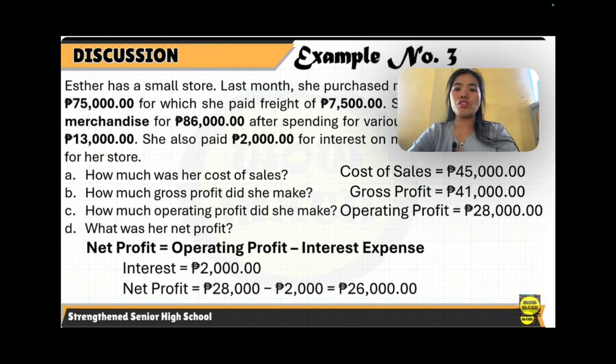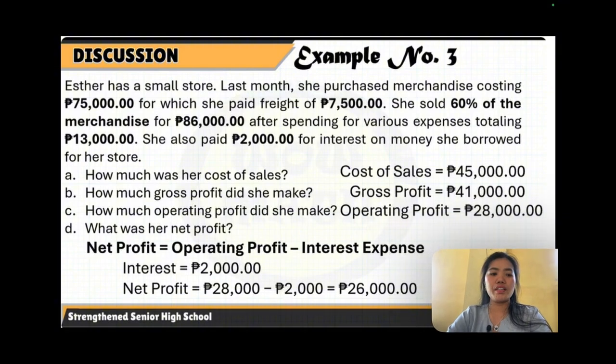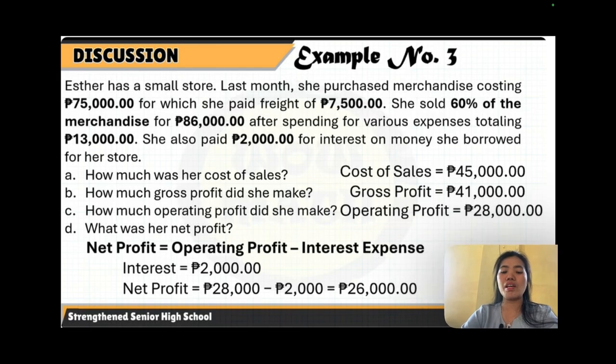Now let us proceed to letter D. What was her net profit? Now the net profit is operating profit minus the interest expense, because based on the problem, she borrowed 2,000 pesos for interest on money she borrowed for her store. Okay? So the interest is 2,000 pesos. The net profit is 28,000 pesos, which is the operating profit, minus the interest expense, which is 2,000 pesos. So we have 26,000 pesos as the net profit.